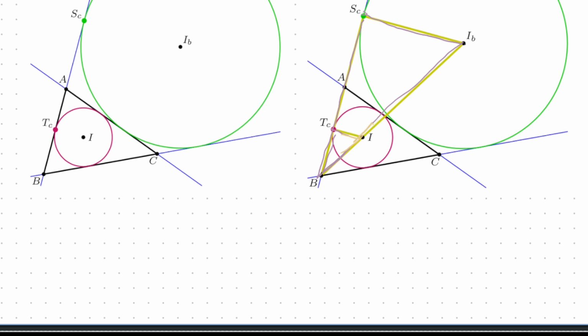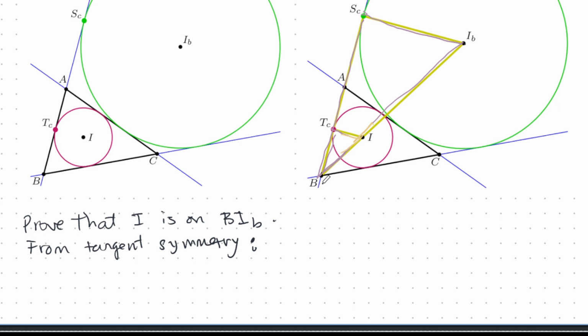So we have to first prove that. Okay, so let's write that down. We want to argue that point I, the center of this incircle, is on this line B I_B. Well, you know that from tangent symmetry, this line here bisects this angle here, and it goes through the center of the circle, because of tangent symmetry. We showed that in video 1 of incircle, excircle. But I have the same situation here.